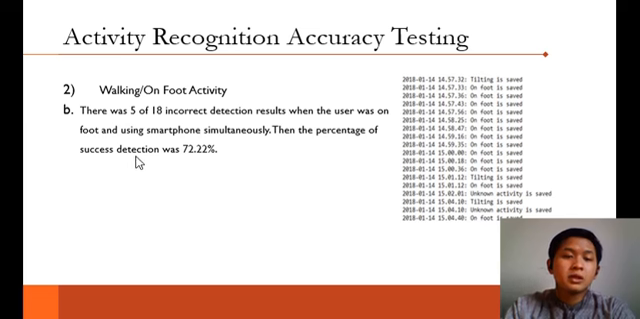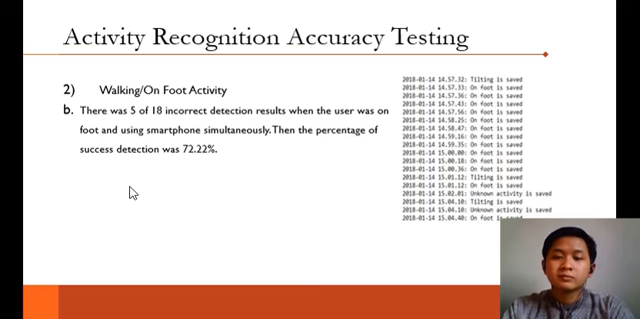Number B, there were 5 of 18 incorrect detection results when the user was on foot and using the smartphone simultaneously. The percentage of success detection was 72.22%.